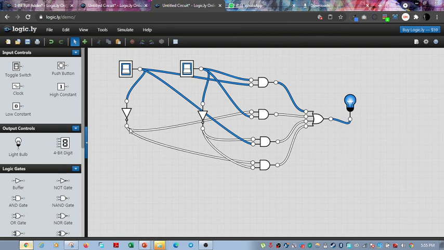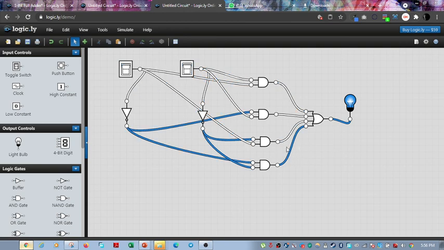But this does not mean that the output is the same. This means that the selection line varies. If you see, in this case we got this selection line, and in this case we got this selection line, and in this case we got this selection line, and in this case we got this selection line.